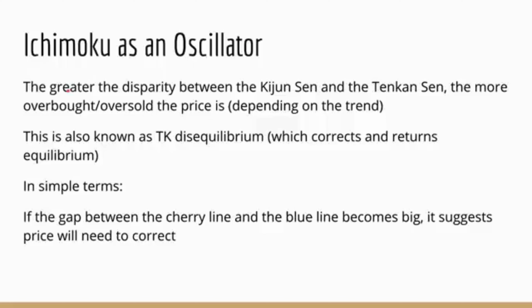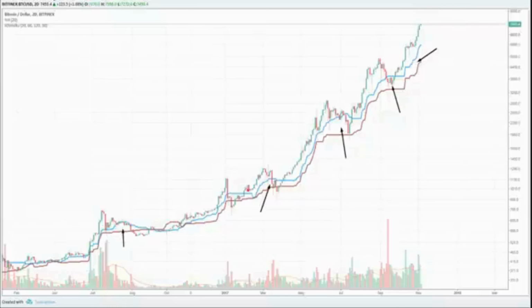Now, the way this works on Ichimoku is that the greater the disparity between the Kijun and the Tenkan, the more overbought or oversold the price is, depending on the trend. This is also known as TK disequilibrium, and then obviously the correction leads to the two lines coming close together and bringing them to equilibrium. My favorite simple term: if the gap between the cherry line and the blue line becomes big, it suggests price needs to correct.